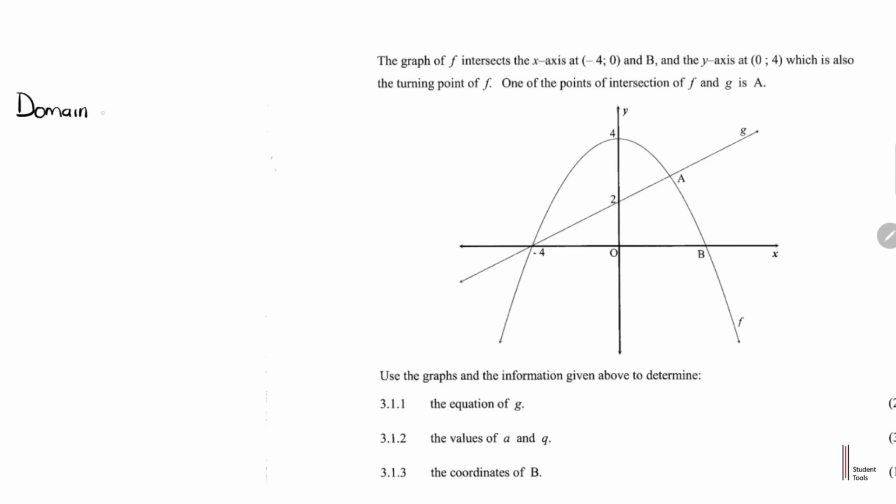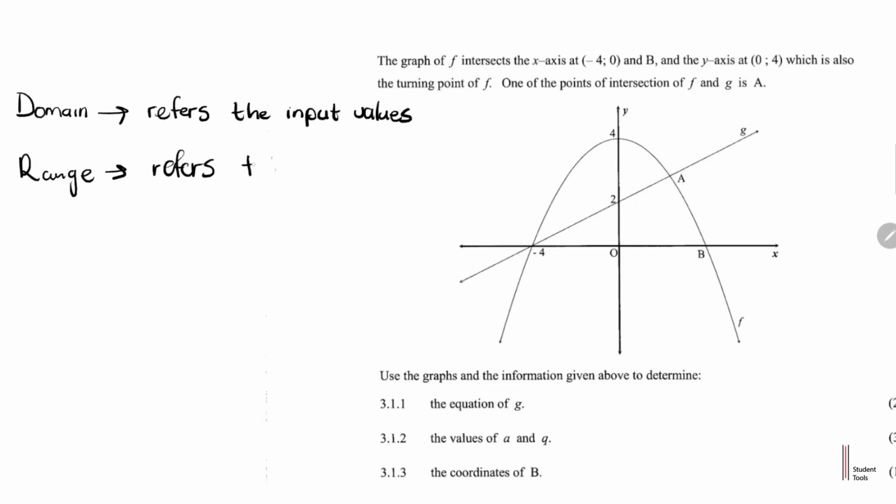A domain refers to the input values. And then the range refers to, we didn't put 2 here, to the output values.